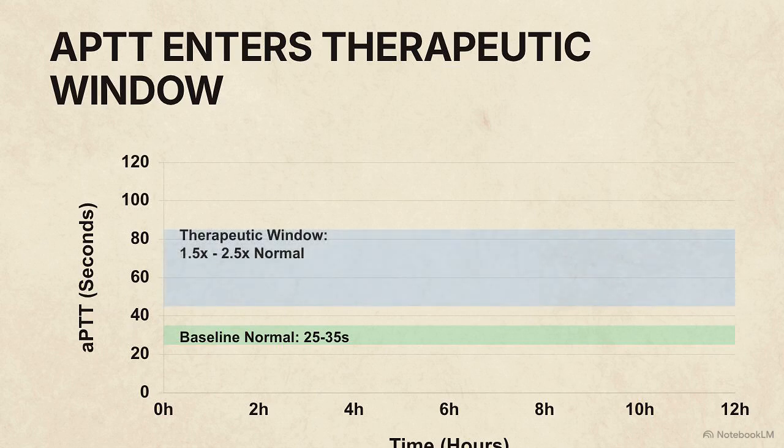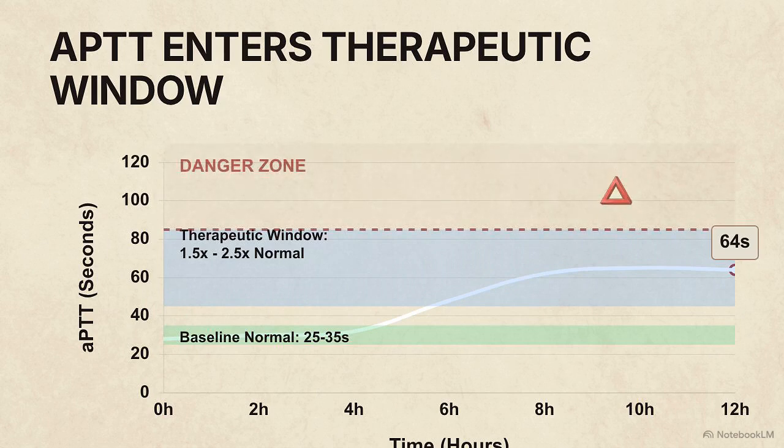The clinical goal is the therapeutic window, where the patient's clotting time is deliberately delayed to exactly 1.5 to 2.5 times their normal baseline. This chart illustrates a patient's data line entering the therapeutic window. Beyond this upper limit, the probability of catastrophic hemorrhage increases sharply.